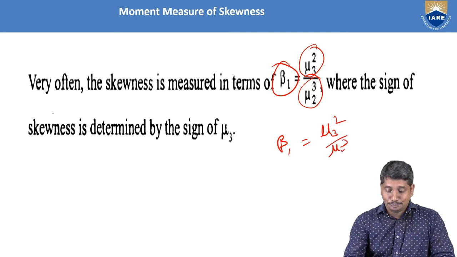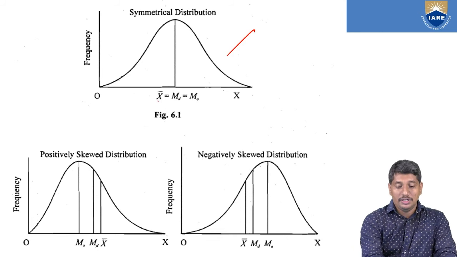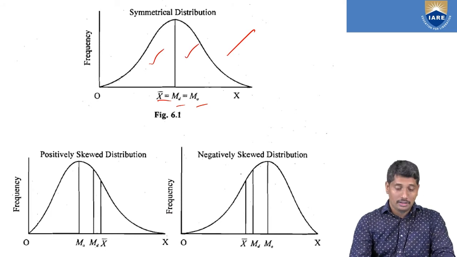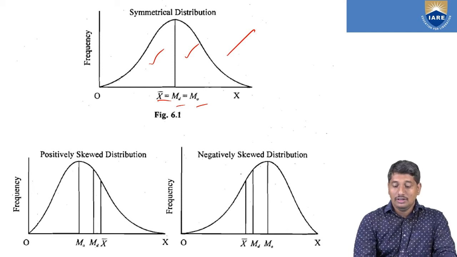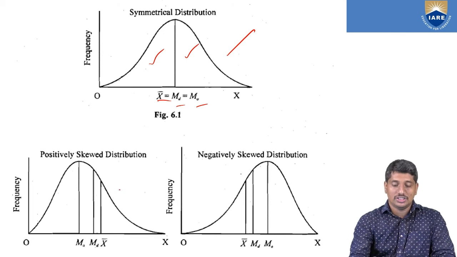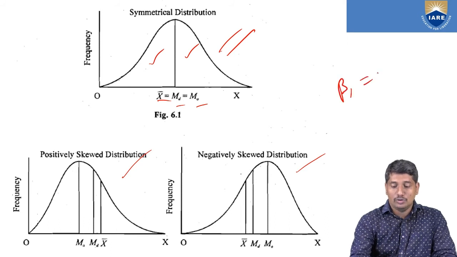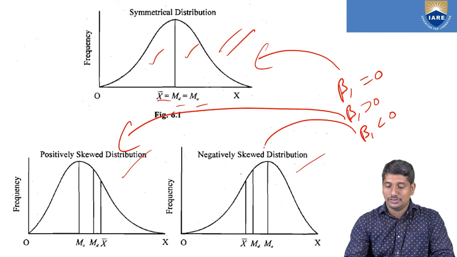Here you can see the perfectly symmetric distribution, where the mean, median and mode coincide and it is equally stretched on either side of the mean. And here you can see the positively skewed distribution, which is stretched towards the right of the mean, and the negatively skewed one, which is stretched towards the left of the mean. These are the three graphs of skewed distributions: perfectly symmetric, positively skewed, and negatively skewed. If beta 1 is 0, then we call it a symmetric distribution. If beta 1 is greater than 0, we call it a positively skewed distribution. If beta 1 is less than 0, we call it a negatively skewed distribution.